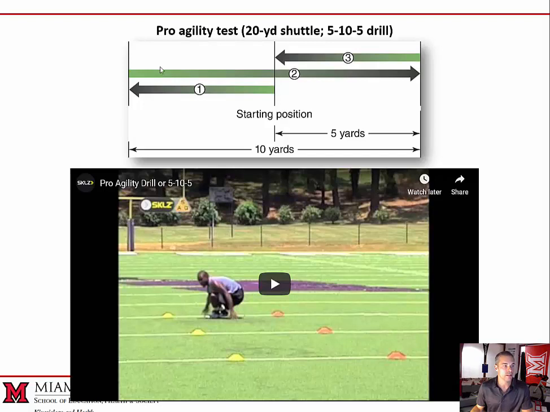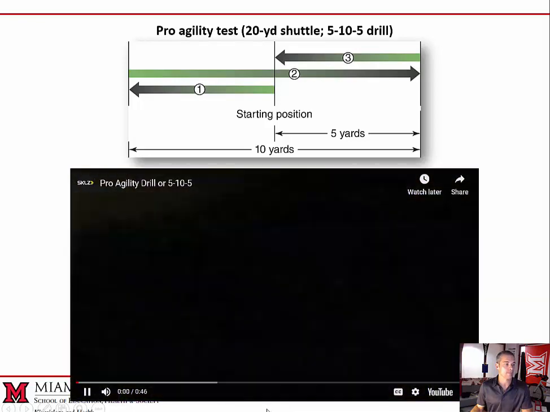The athlete would start here in the starting position, sprint to their left 5 yards, touch the line, sprint to the right 10 yards, touch the line, and then sprint back to the left 5 yards, and then the timer would stop right here when they return back to the starting position. So watch this in action here in this short video.